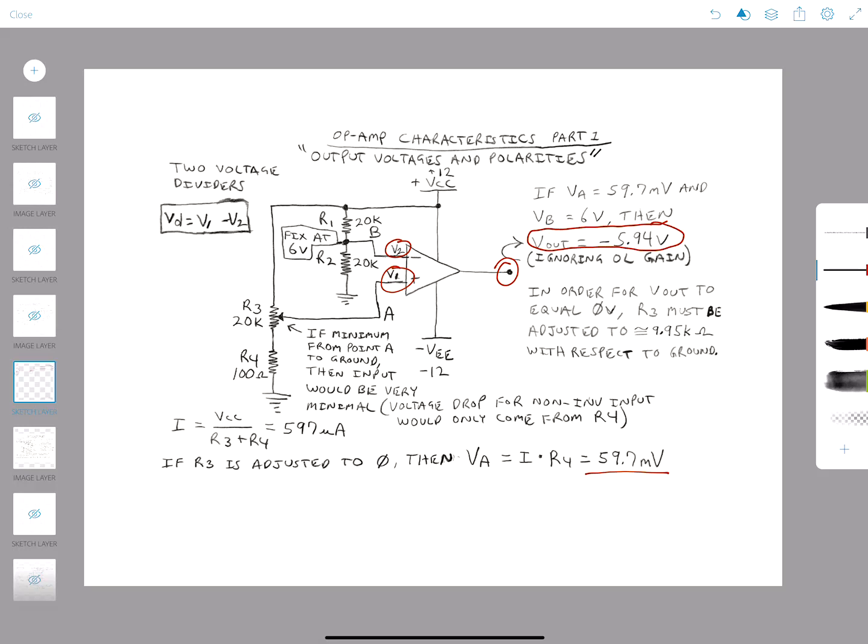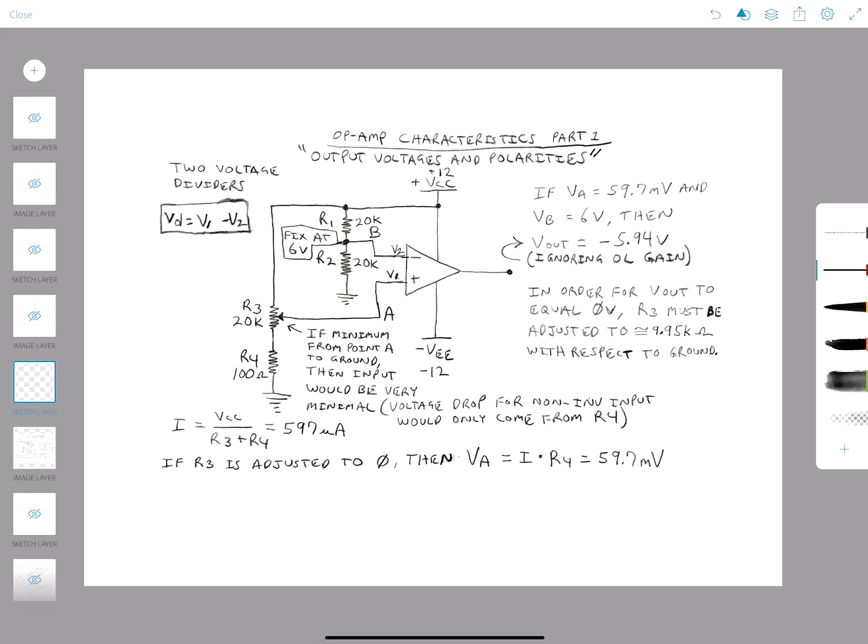5.94 volts, because this 6 volts here is larger than this 59.97 millivolts. So the difference would be 5.94 since it's positive at this point. And since we're going through the inverting leg, that's how we come out with negative 5.94 volts on the output. All right, let's look at one more thing here.